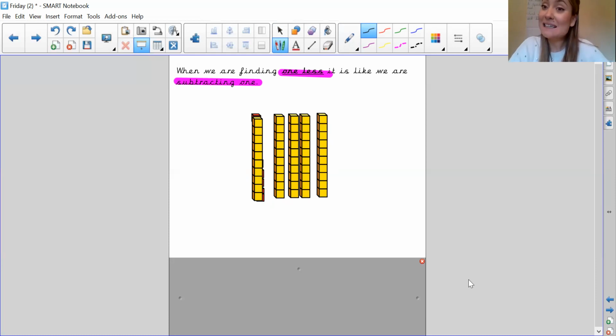So we were finding what one more is, and now we're going to find out what one less is. So one less, it is like we're subtracting, taking away 1, not 1 10, just 1 cube. So what number have I got here? Can you tell me? Let's see if you're right. Well, I've got 1, 2, 3, 4, 5 tens and 0 ones. 50, 10, 20, 30, 40, 50. Good. Remember, when I'm counting my tens, I need to count in 10s.